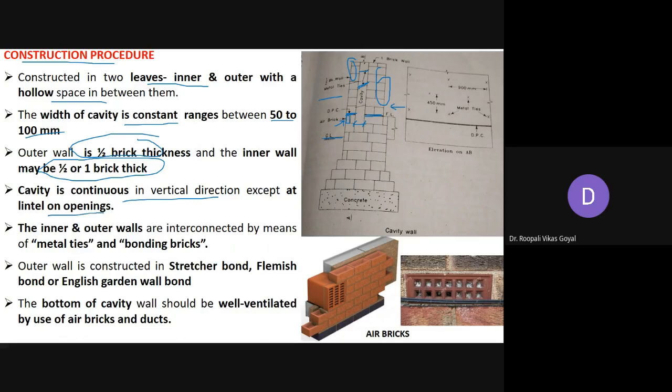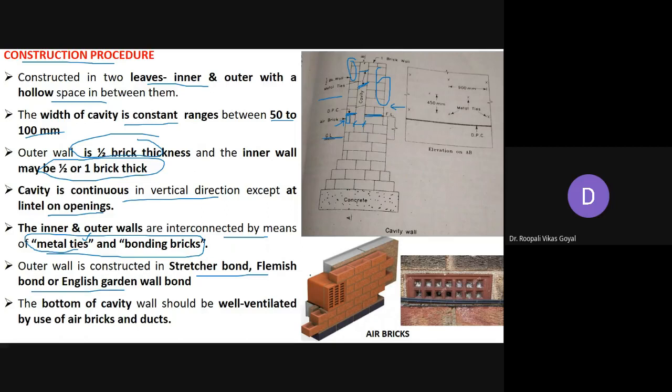So generally you can provide it continuously in vertical direction, except at the opening like in lintel. So the inner and outer wall are interconnected by means of metal ties and bonding bricks. So normally these metal ties are used to have the interconnection between the two walls. And the outer wall is generally constructed in stretcher bond, Flemish bond, or English garden wall bond.